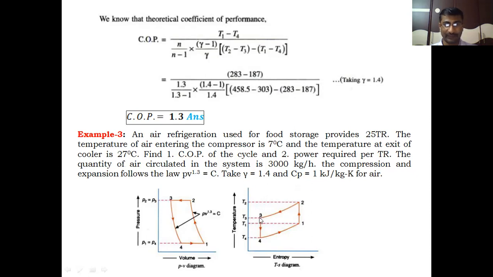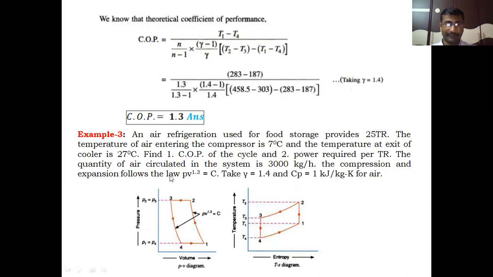Exit of cooler means this is a 2 to 3 cooling process. At exit of cooler means T3. T3 is 27 degrees centigrade, again given. Find the COP of the cycle and power required per ton of refrigeration. For 25 ton of refrigeration, we should calculate how much power is required. Divided by 25, then we will get the power required per ton of refrigeration. The quantity of air circulated in the system is 3000 kg per hour. The total amount of air circulated in the cycle is 3000 kg every hour.